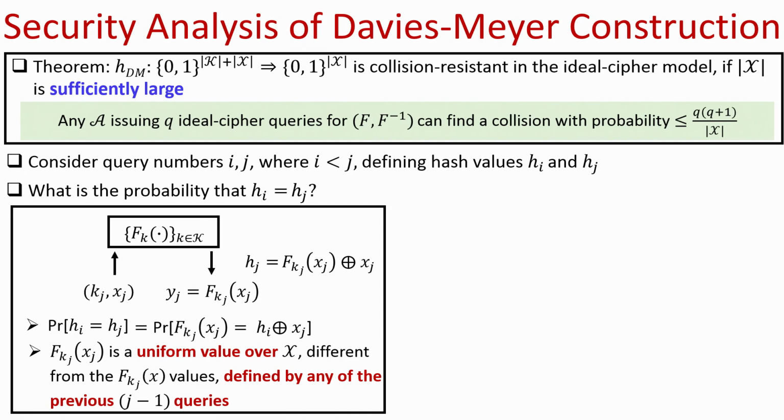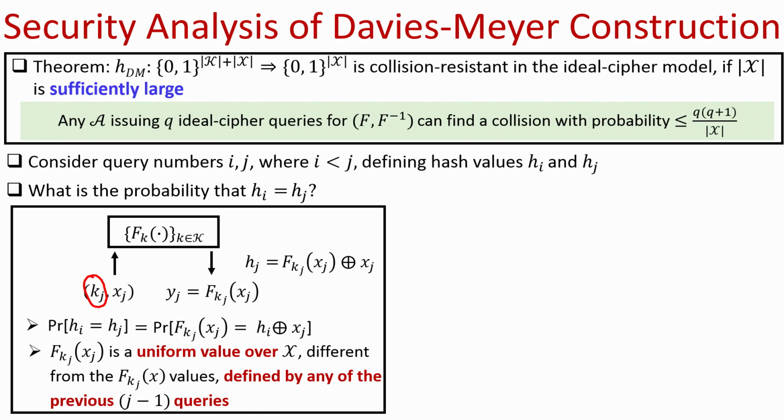Remember, we are in the case where i is less than j, and we are analyzing the probability of a collision between the output of the ith query and the jth query. In the worst case, for all the previous j minus 1 queries, the adversary might have asked for the value of the function family with respect to the key kj, and in response seen the output of the family member Fkj for various inputs. Since Fkj is a permutation, when the oracle gives back the response on the jth input, that has to be different from all the previous j minus 1 outputs that the oracle has already returned to the adversary.